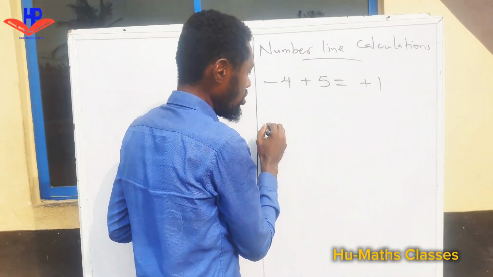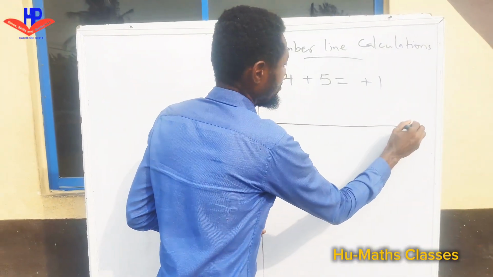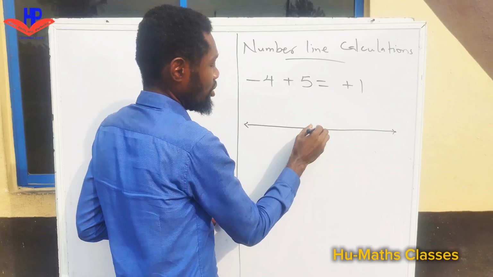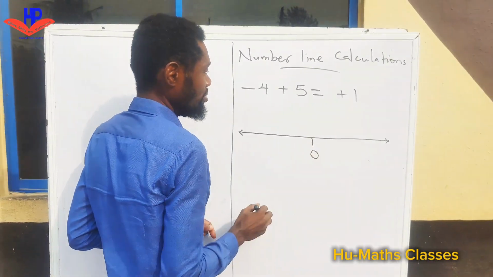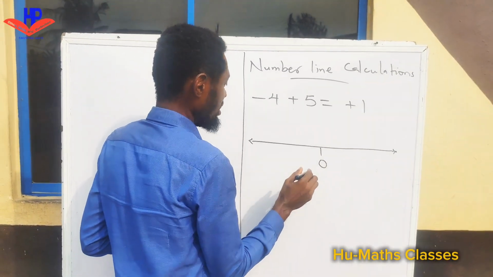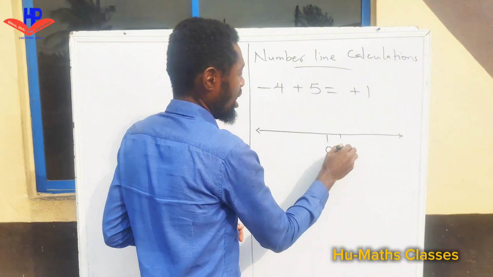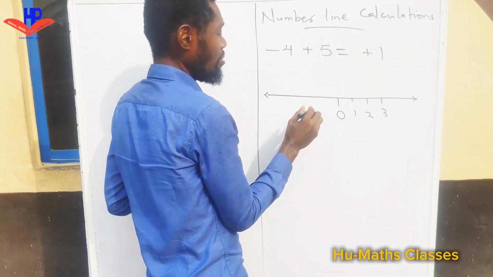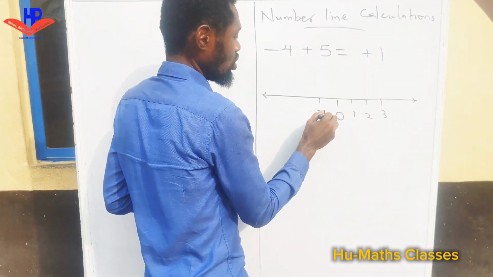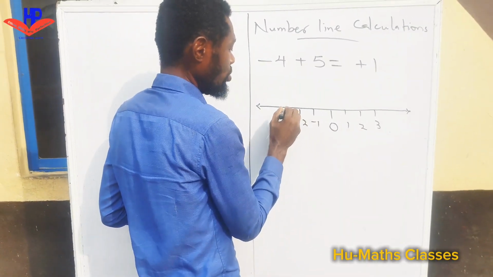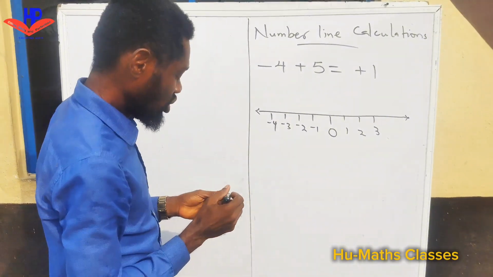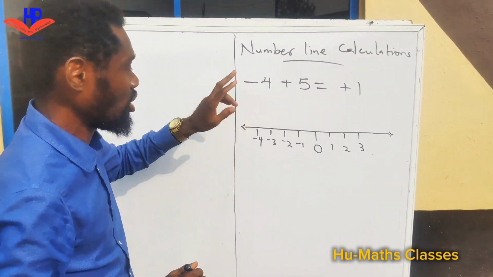So you need to draw your number line. Draw a number line. Add your origin, 0. Then add your positive numbers written, 1, 2, 3. Add your negative numbers written, minus 1, minus 2, minus 3, minus 4. Let me stop at minus 4, since what you have there is minus 4.